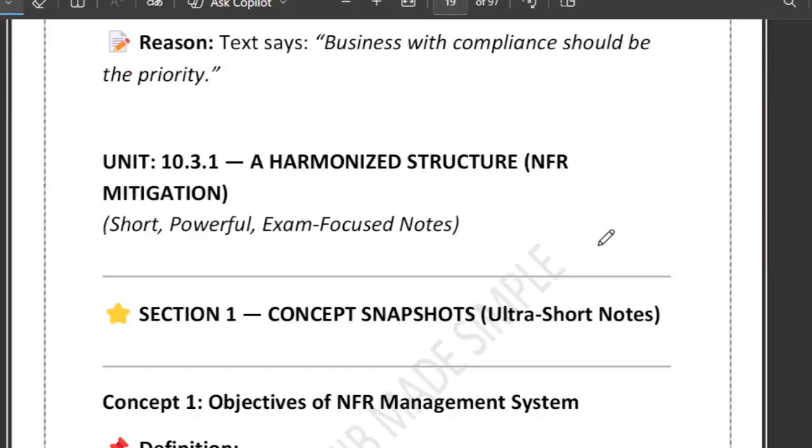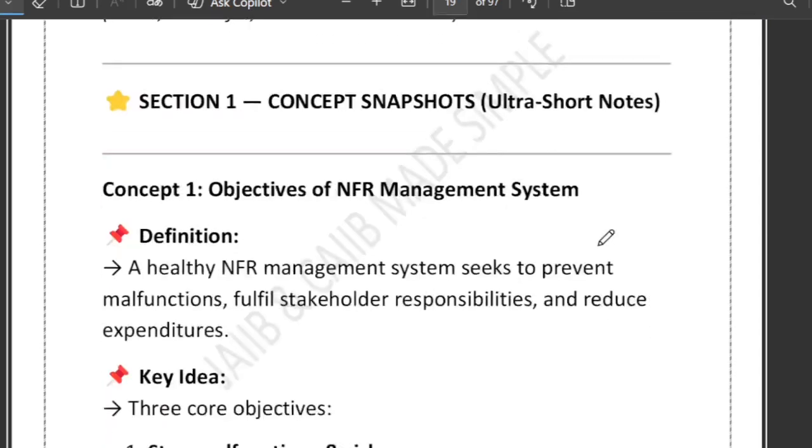Now, the next concept we have is a harmonized structure, right? Let's talk about the harmonized structure. It is a very important topic we are going to discuss right now. So what is the objective of NFR management?